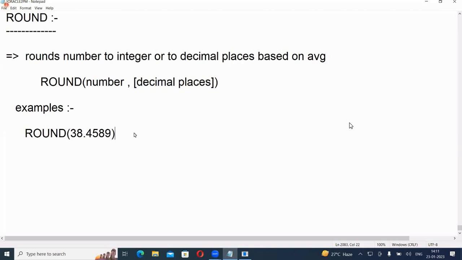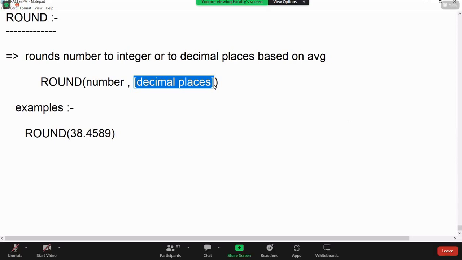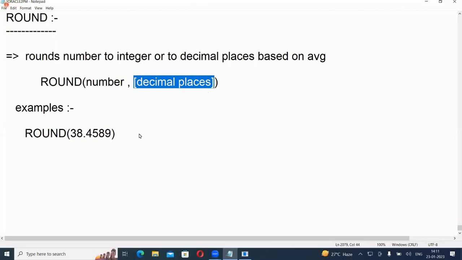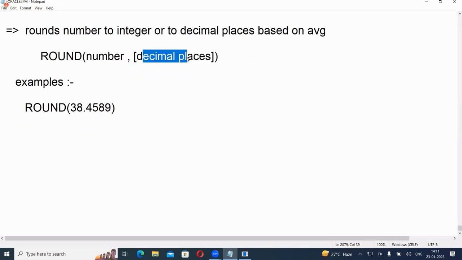If we don't give the decimal places, the number is rounded to the integer part. If we give the decimal places, for example 2, then the number is rounded to 2 decimals. If we give 4 here, then the number is rounded to 4 decimals. If we don't give anything, the number is rounded to integer.